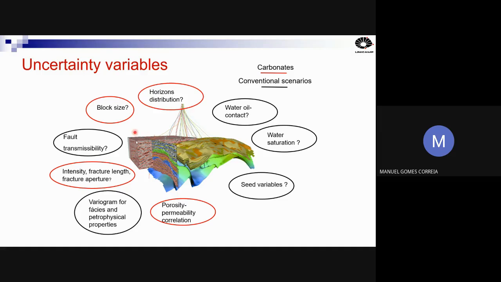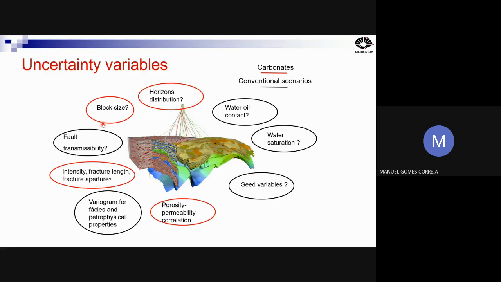We can have uncertainty in horizons distribution in carbonates, because carbonates could have very thin layers. It's quite normal to have some kind of uncertainty in this horizons distribution. You can have uncertainty in fracture intensity, fracture length, fracture aperture, and fault transmissibility. This kind of uncertainty is defined in the flow simulators.